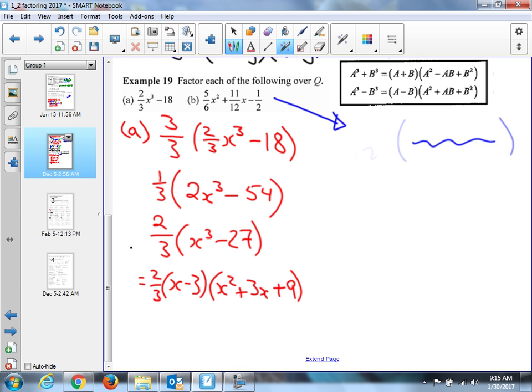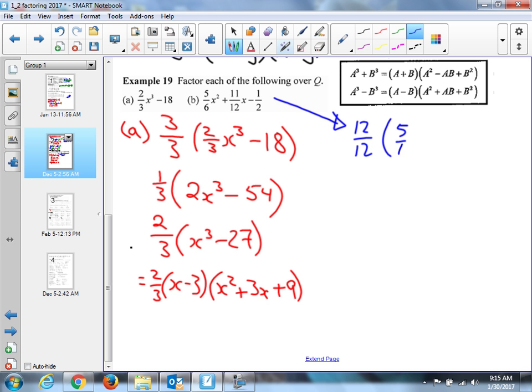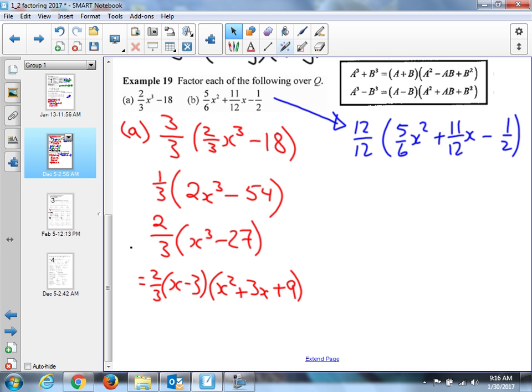Everybody clear on that? Maybe I'll even write it down. This is what I'm thinking. I wouldn't necessarily expect you to write this out every time, but if I now pull the 12 through, distribute it, multiply everything by 12, what do I get? So typically a student would start at this step. 1 out of 12.